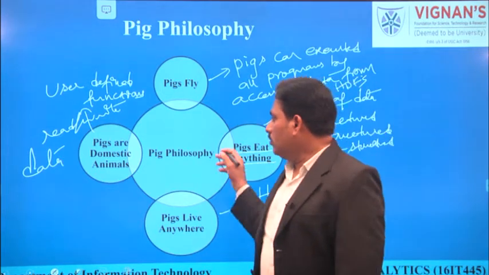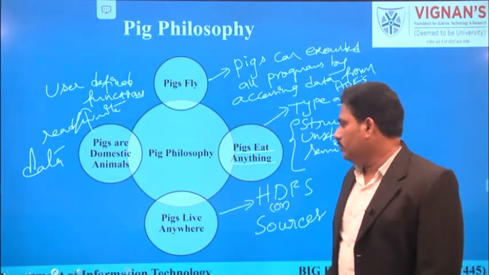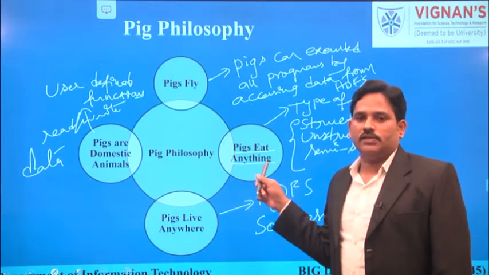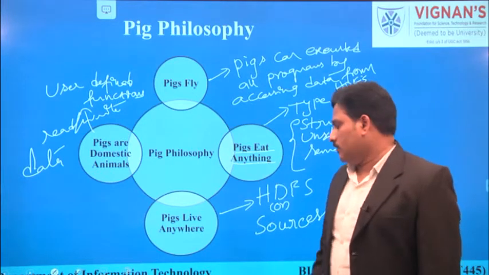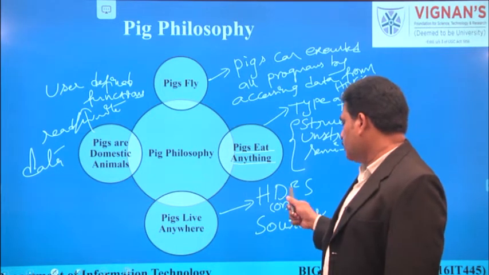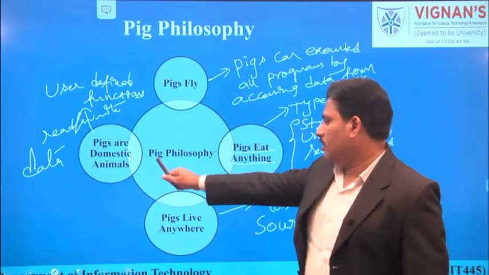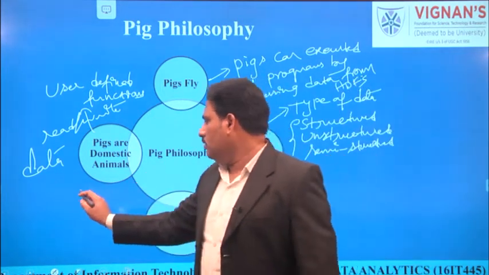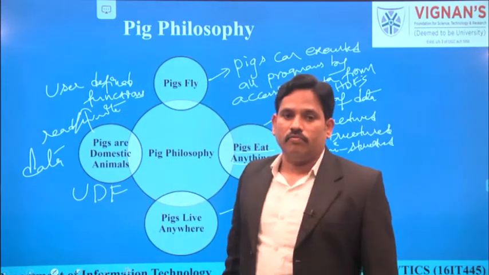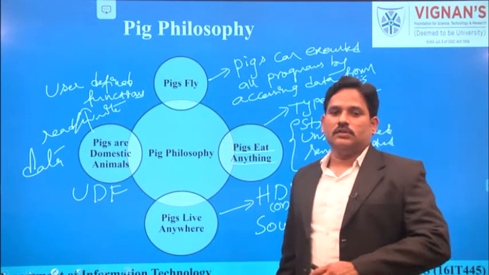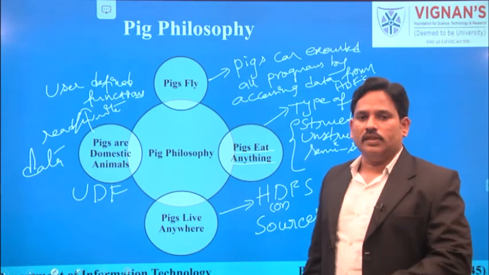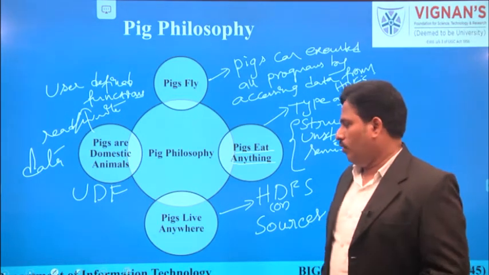Now these are the 4 philosophy statements of Pig. Pig eats anything. That means Pig can store any type of data, structured, unstructured, or semi-structured. Pigs live anywhere. Pig can store or access data from HDFS or any other sources. Pigs are domestic animals. That means Pig offers user-defined functions. Pigs can fly. That means the source code and the data can be moved from the HDFS environment to the Pig environment.